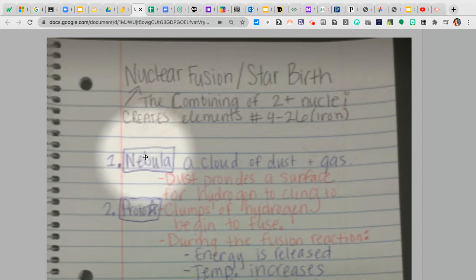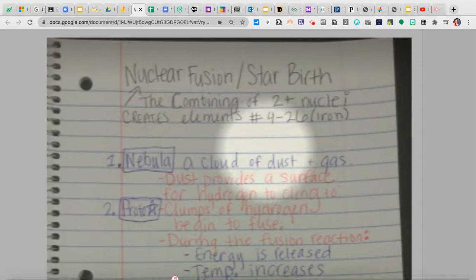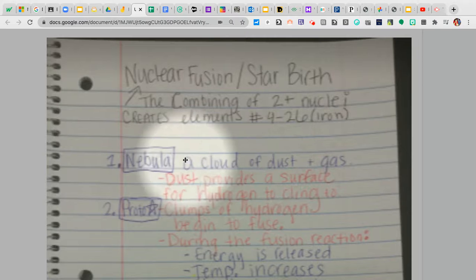So the first one that you're going to see in your project is nebula. A nebula is a cloud of dust and gas in space, and this dust provides a surface for hydrogen to cling to. So you've got all this dust and gas in space, and then the hydrogen starts to stick to that dust as it's spinning around. So we have a nebula. That would be the beginning of a star, inside a nebula.